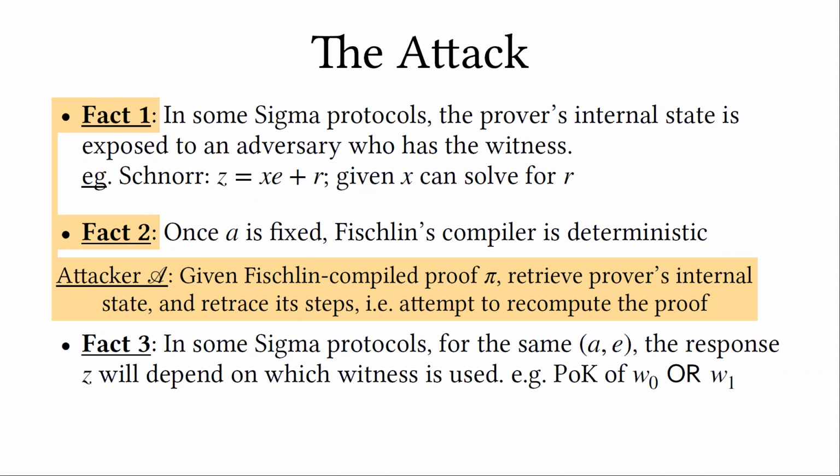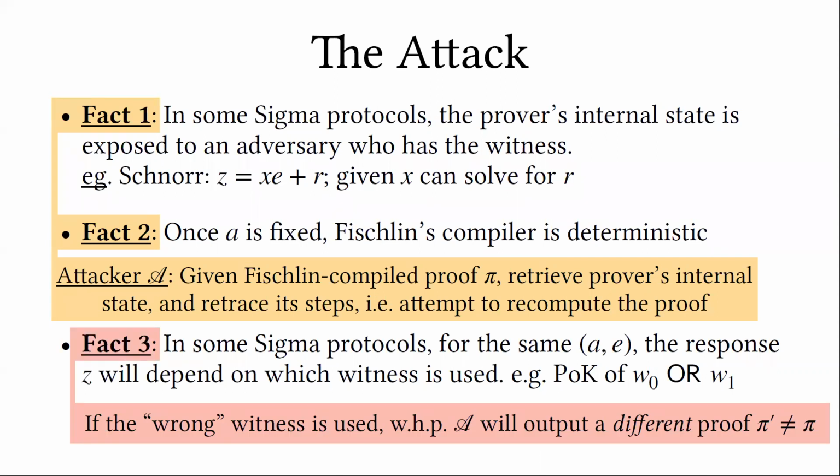Now let's look at what happens if we use a different witness. In particular, there are some Sigma protocols where, for the same commitment and challenge, the response Z will depend on which witness is being used. So think of the proof of knowledge of one out of two witnesses, for example. If you fix A and E, the third response Z is going to be different whether you use W0 or W1.